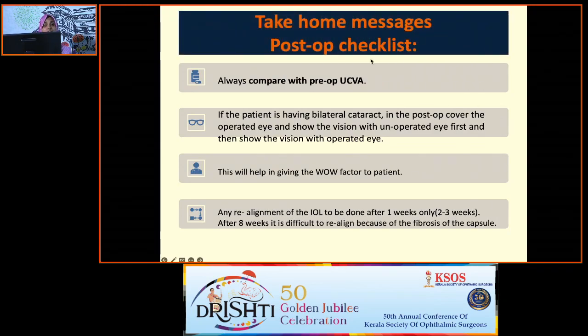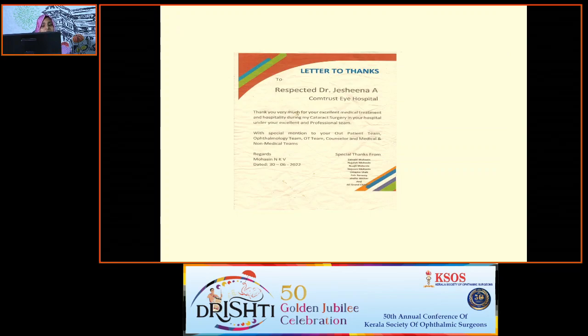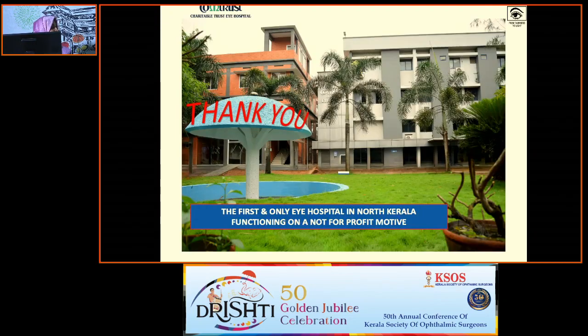So, take-home messages: always compare with pre-op UCVA. If the patient has bilateral cataract, in the post-op cover the operated eye and show the vision in the unoperated eye first, then show the vision with the operated eye. This will give the wow factor to the patient. Any realignment of the IOL should be done after 1 week, or usually 2 to 3 weeks. After 8 weeks, it is difficult to realign because of fibrosis of the capsule. So after a good post-op, when the patient is getting 6/6 vision without glasses, patients will be happy. We will also be happy. Thank you.